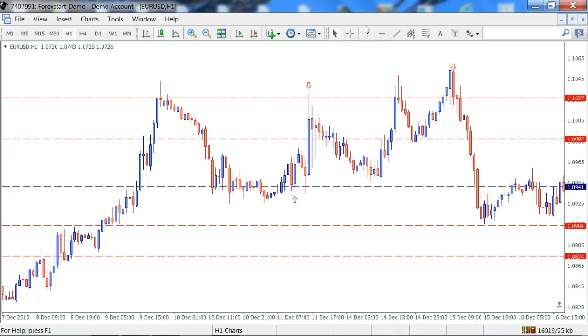So printing on support and resistance, it must print and close. If it's a bullish candle, close above it and print on it. All right. That is today's lesson on printing on support and resistance.